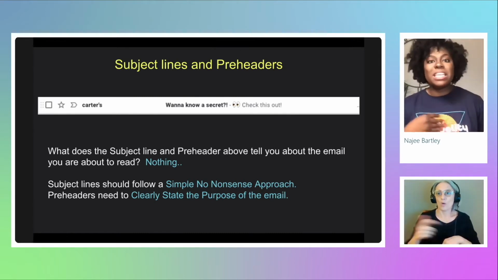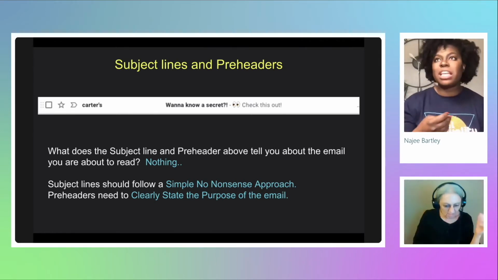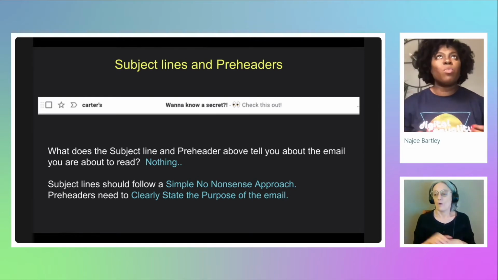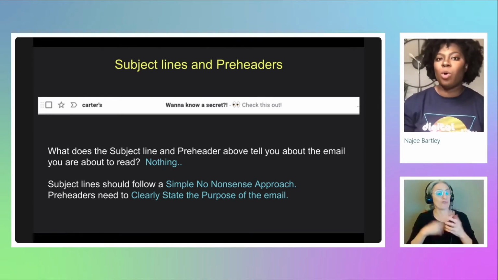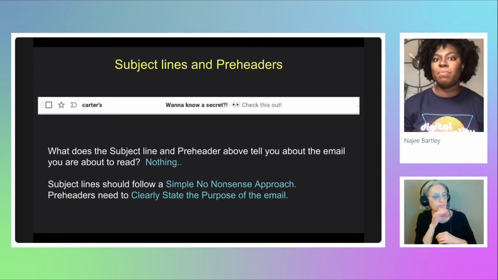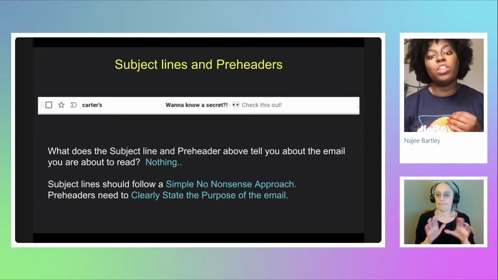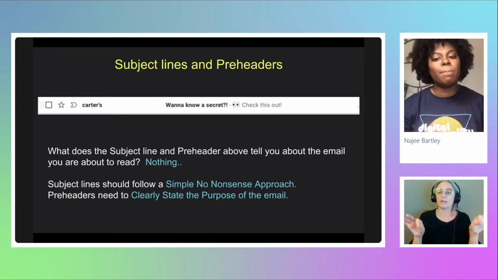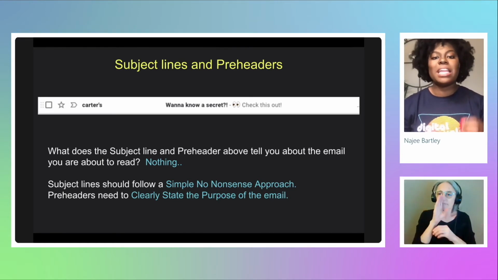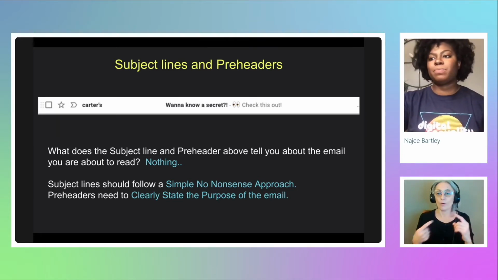So they're listening. They're having their screen readers read that subject line, and they want to, okay, you know what? I want to open that up. That's the one I want to open. So be very intentional with your subject lines. Make sure that they are simple, no nonsense approach. And again, clear statement of purpose.